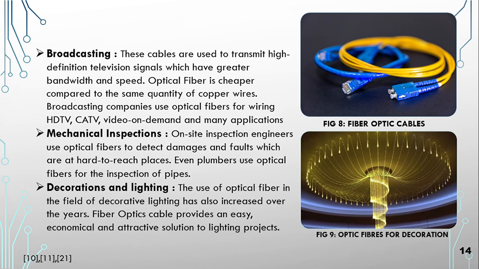In the broadcasting field, these cables are used to transmit high definition television signals which have greater bandwidth and speed. Optical fiber is cheaper compared to the same quantity of copper wires. Broadcasting companies use optical fibers for wiring, HDTV, CATV, video on demand, and many applications.